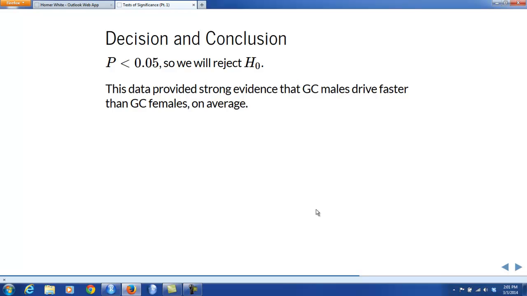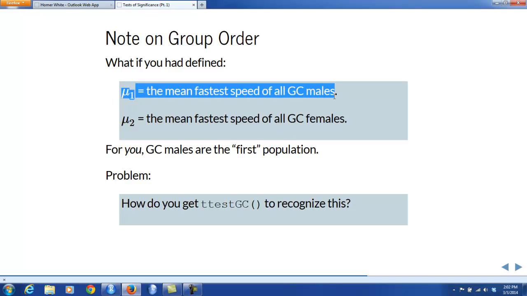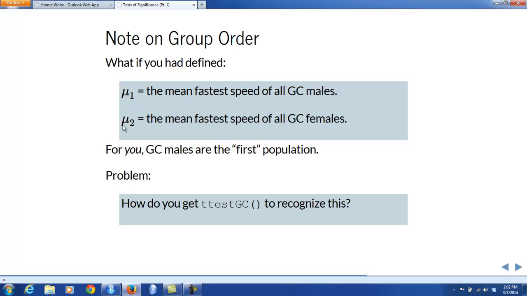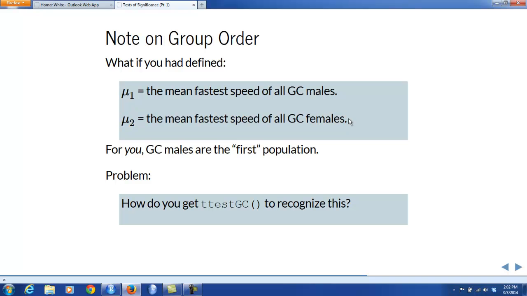Now, some people don't like it when a difference of sample means comes out negative and confidence intervals based on it end up having negative numbers for their bounds. If you're one of those people, you might prefer to count Georgetown College males as your first population and Georgetown College females as your second population. So you might want to define mu1 to be the mean fastest speed of all Georgetown College males, and define mu2 to be the mean fastest speed of all Georgetown College females. So for you, Georgetown College males are the first population.